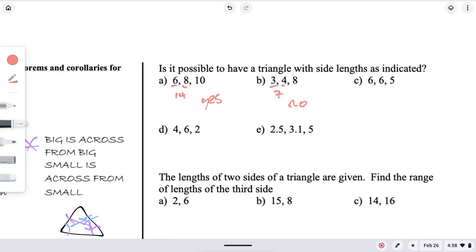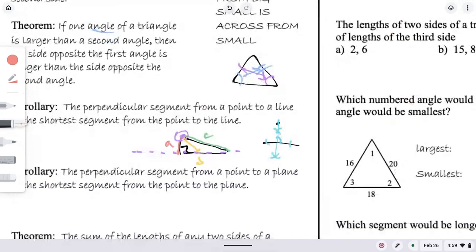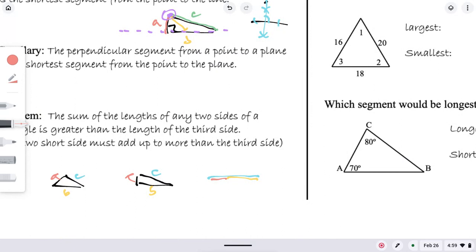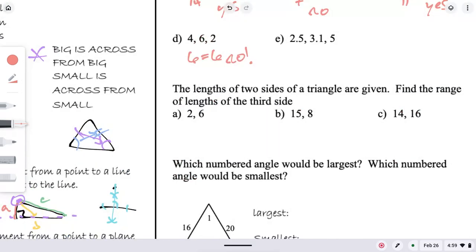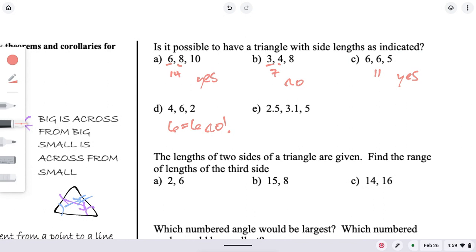But otherwise, 5 and 6 add up to 11, definitely bigger than the other 6, so yes, this could be a triangle. 4 and 2 add up to 6. 6 is equal to 6, not bigger than 6, so no, you can't make a triangle with that. That's that exact situation we were talking about before, where all of the sides overlap with each other and you just have a line. You can't have an actual triangle in that case, right? Can't get a polygon in that case. Otherwise, the last example, 2.5 plus 3.1, that would be 5.6. 5.6 is just bigger than 5, so yes, that would work.